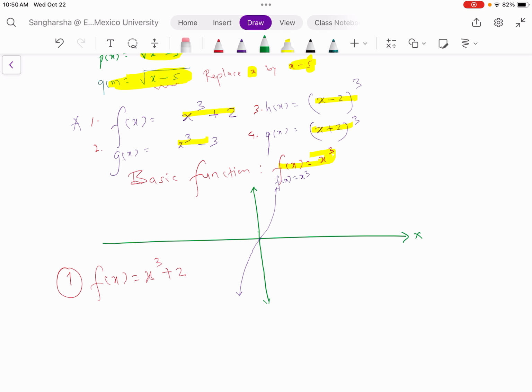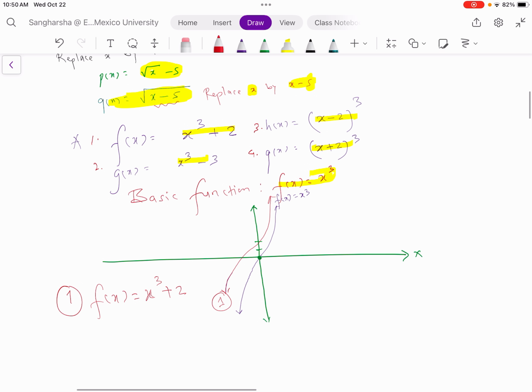So this is 1, this is 2. Let's move this point. We draw a very similar graph at 2. So this is our graph for function number 1. For number 2, we subtract 3, right? It means we are moving the basic function graph vertically down by 3 units.